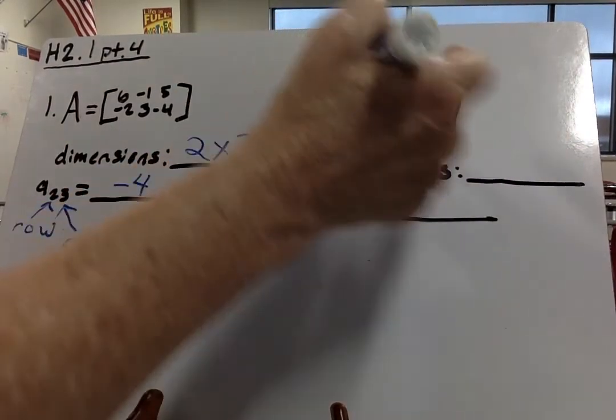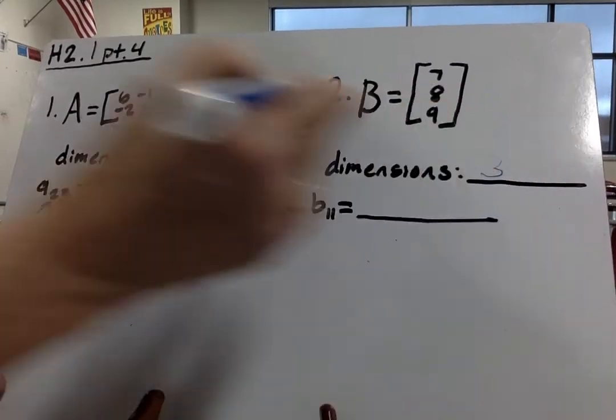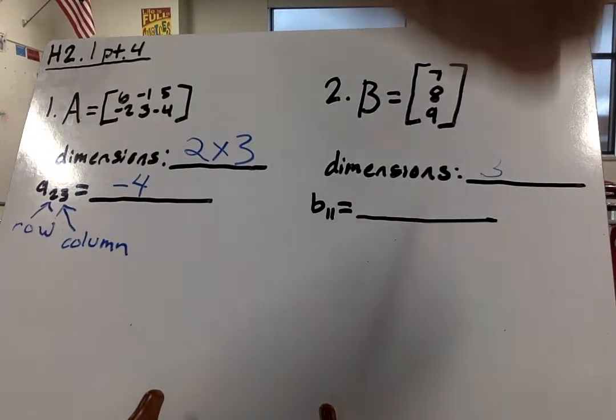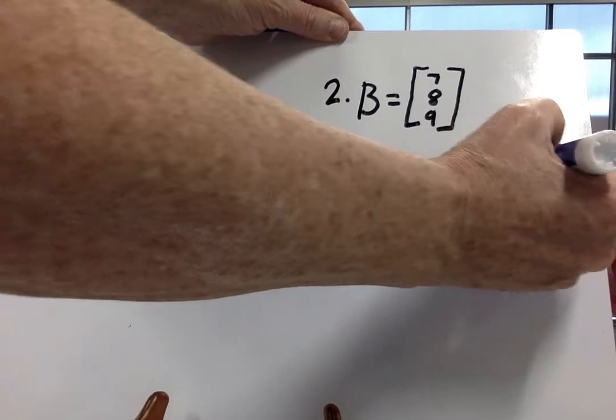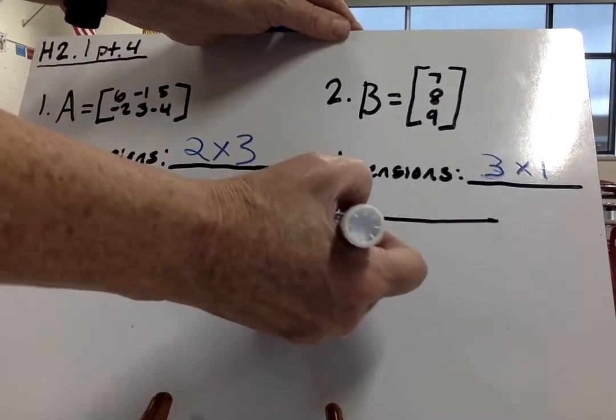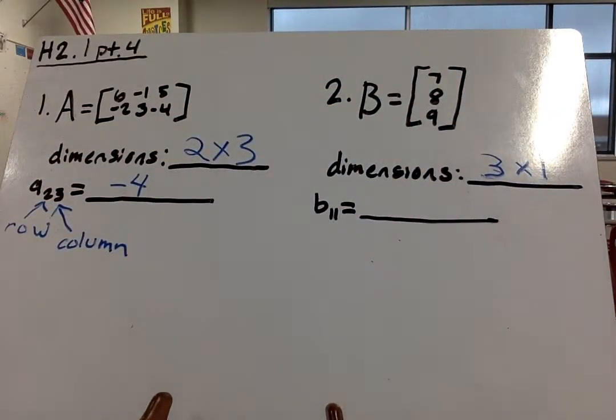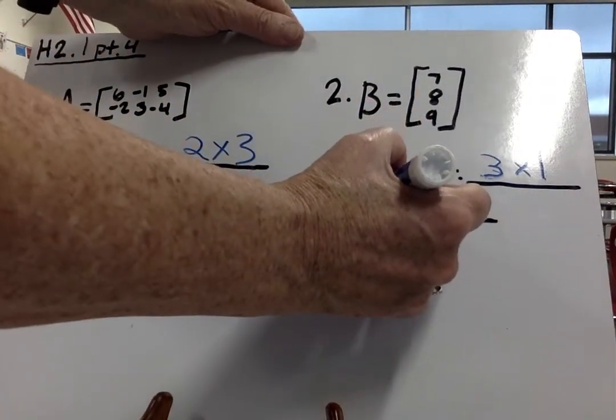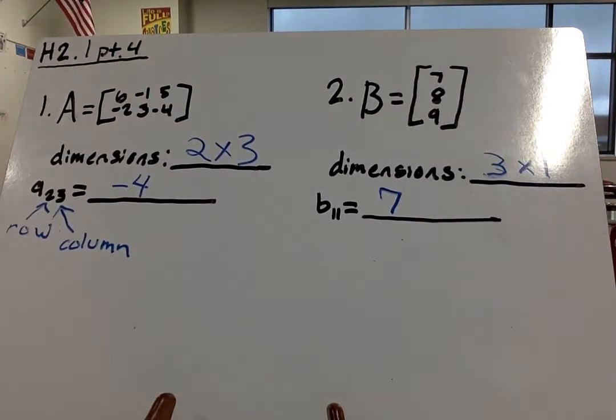Now, dimensions here, 3 rows. How many columns? 1. So it's a 3 by 1 is how you would say it. B11, that is the first row, first column. And that element is 7 in that one. Okay? Next, we're going to go on to part 5.